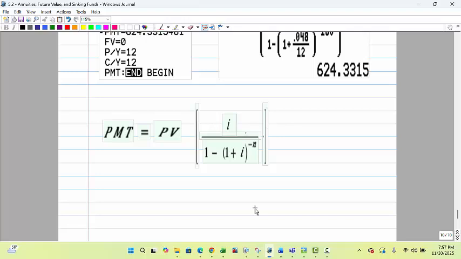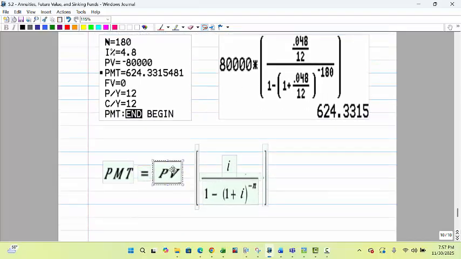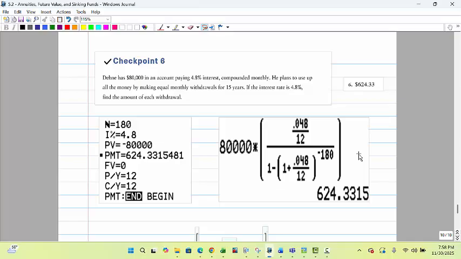Okay, I paused the video here where I could do a little cut and paste job on that other formula to make it look like what it looks like right here. Like I said, I just moved the terms around and made them look like what they're supposed to look like. So there it is. So this one, 80,000, 4.8% interest compounded monthly. And you want to use up the money, but pay it out in monthly withdrawals for 15 years. If the interest rate's 4.8%, how much would you get each month?